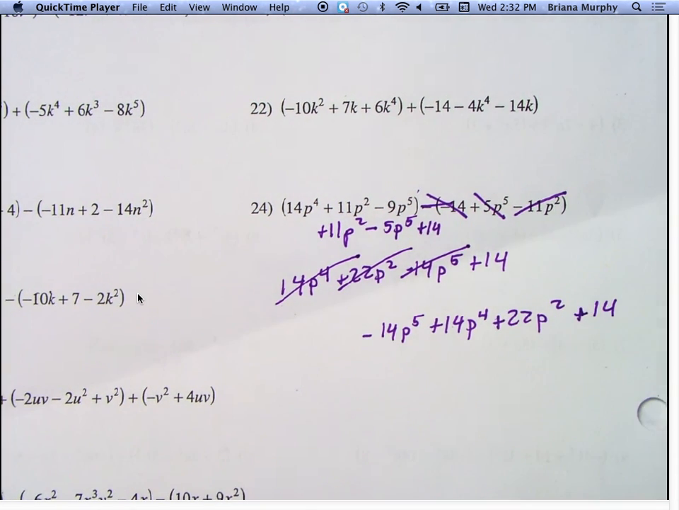What's the degree of this? 5. 5th degree. Did you like that better, worse, same?